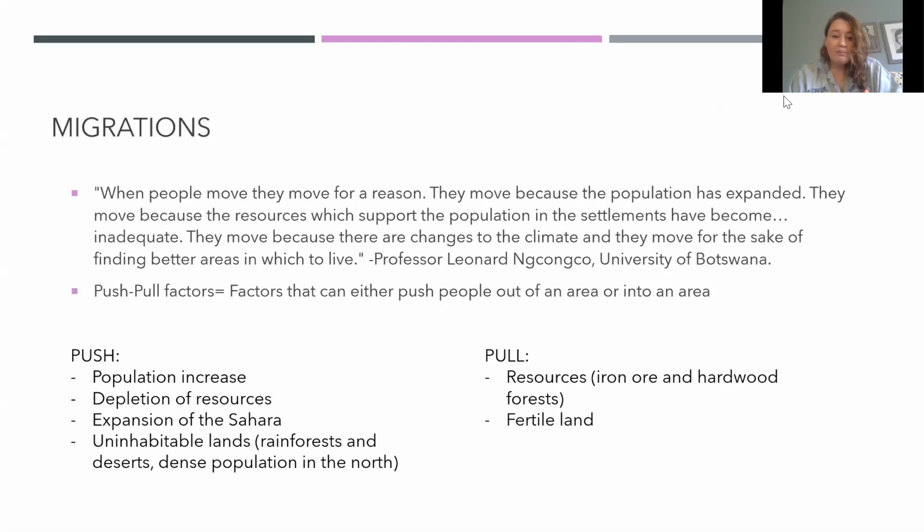And when we think about migrations, particularly the Bantu migrations, let's think about something called push-pull factors. They're factors that either can push people out of an area or pull them into an area. For the Bantu migrations, what was pushing them out? Well, they were being pushed out by the population increase, which led to the depletion of resources, the expansion of the Sahara, and the resulting uninhabitable lands, rainforests and deserts, dense population in the north. So they were unable to inhabit these areas.